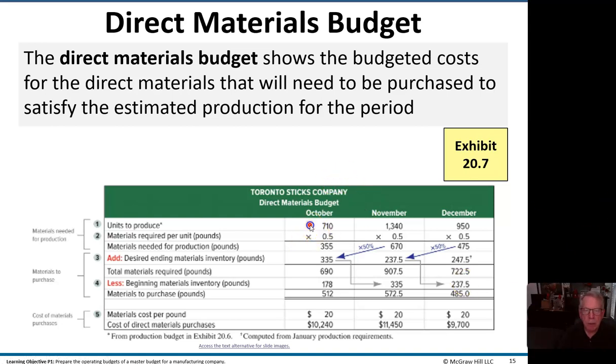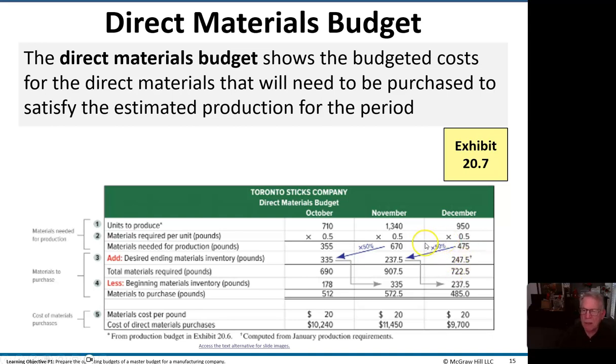Here's our units to be produced. We just did that slide. And here we're using 1/2 pound of material per unit. So the materials that we need for production in pounds are 355 pounds, 670 pounds, 475 pounds.